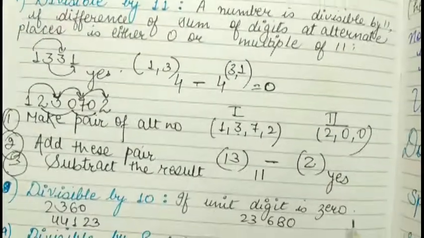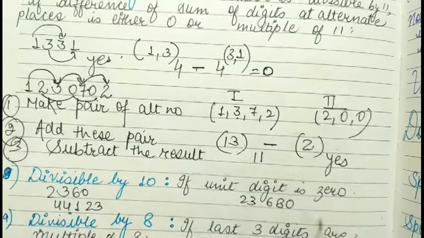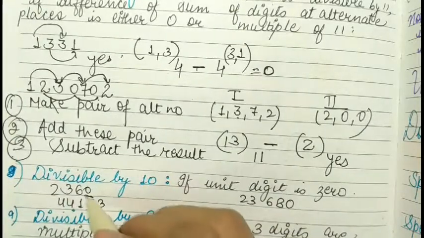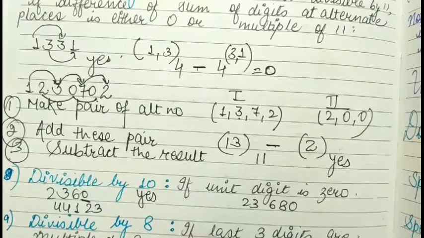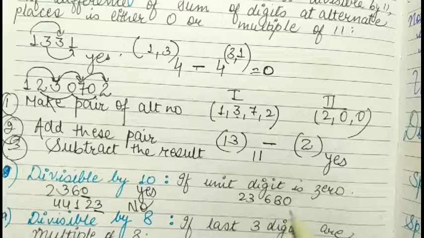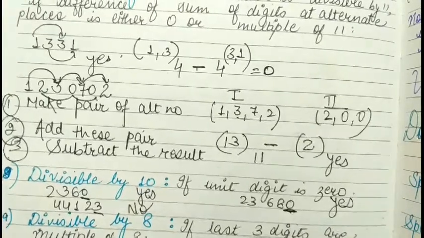Next is divisibility rule of 10. Easiest of all, just simply check the unit digit. If the unit digit is 0, the number is divisible by 10, otherwise not. Unit digit in this case is 0, so answer will be yes. Unit digit 3, answer no. Again, unit digit 0, so our answer will be yes.